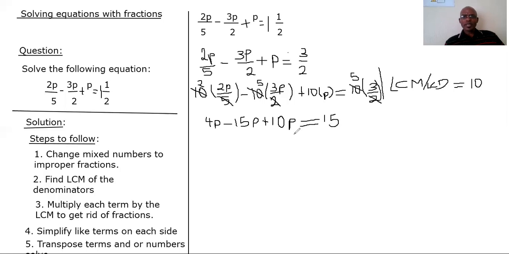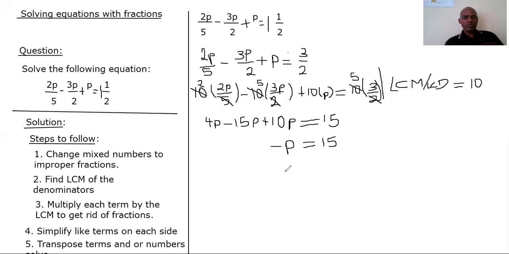Now, from there, I simplify like terms on each side. So fortunately here we are having all the like terms on one side. So we can easily simplify it. 4p minus 15p, that's minus 11p. Minus 11p plus 10p, we get minus 1p. So I'm not going to write 1 there. It will be repetition. It's just minus p is equal to 15, which is the same as minus 1p, right? But we have to simplify minus 1p to negative p, right?